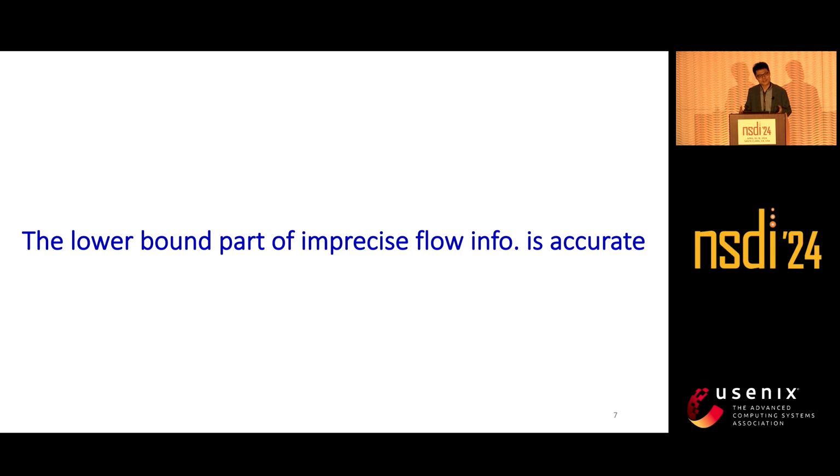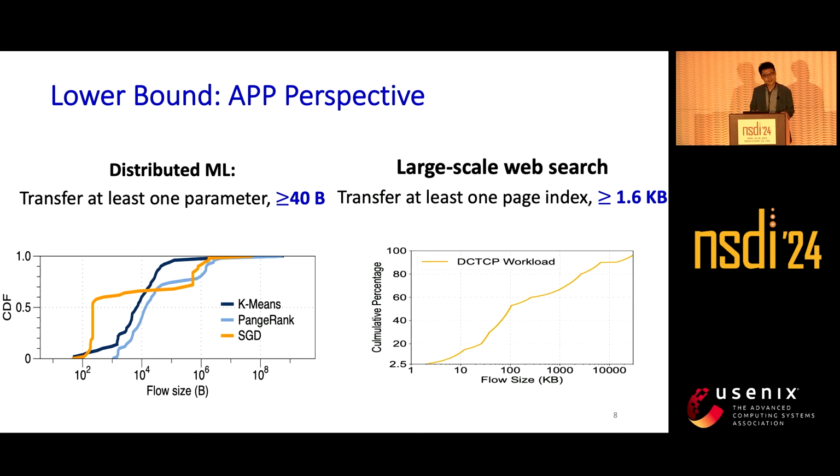However, the good news is that we surprisingly find the lower bound part of the imprecise flow information is highly accurate. Our finding was initially inspired by application properties. We found that many data center network applications and their network flows have lower bounds. For example, in distributed machine learning, each network flow needs to transfer one parameter, which could be 40 bytes considering various packet headers. Another example is large-scale web search, where each network flow needs to transfer one page index, which could typically be larger than 1.6 kilobytes.